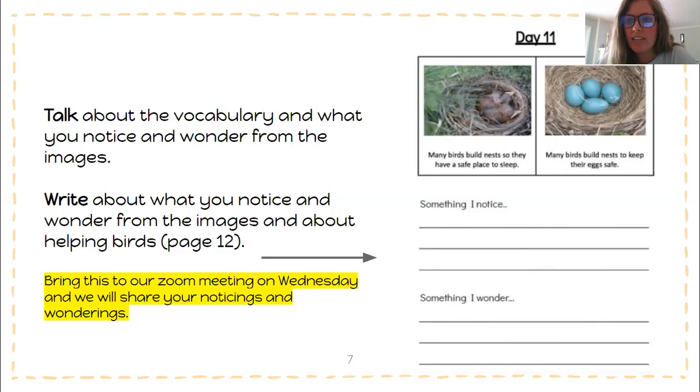What's a question that you still have after looking at these 2 images? And then on Wednesday, we are going to talk about this in our Zoom session. That will be our focus, to talk about our noticings and our wonderings, and everyone will get a chance to share that as well.